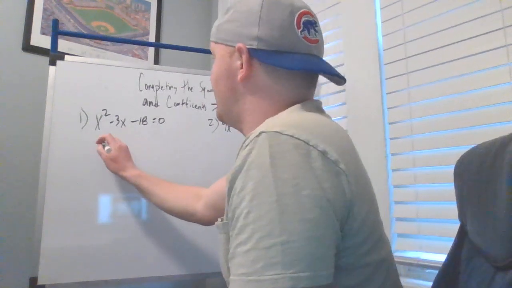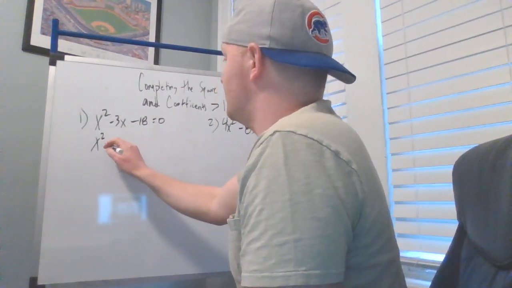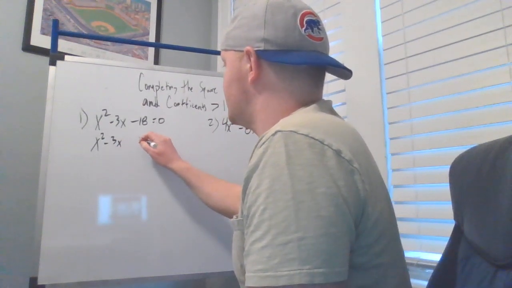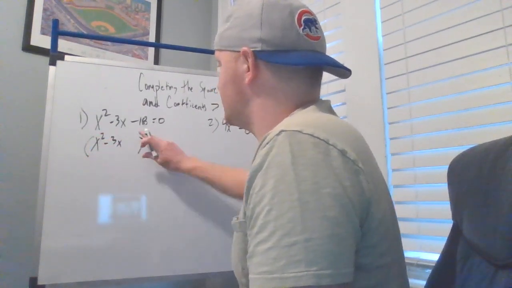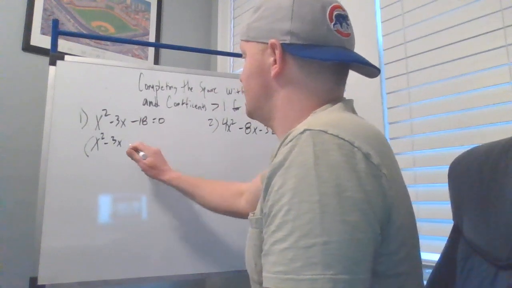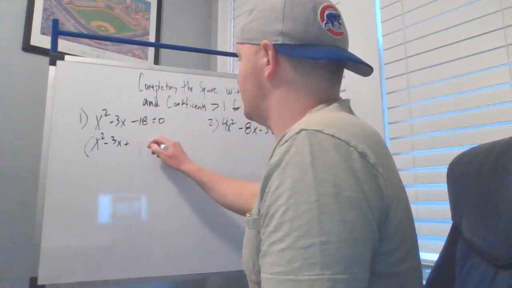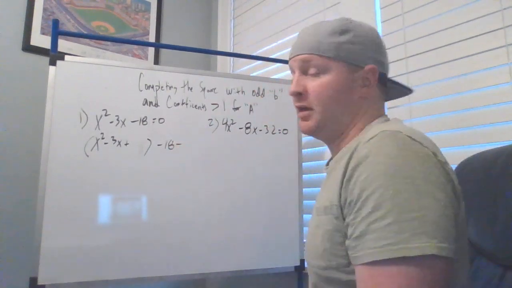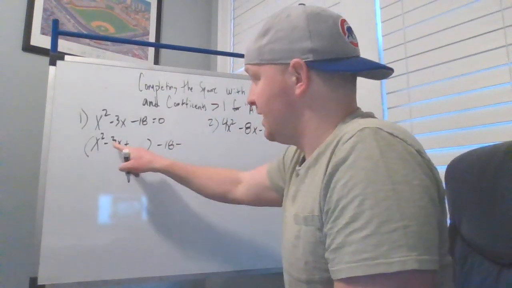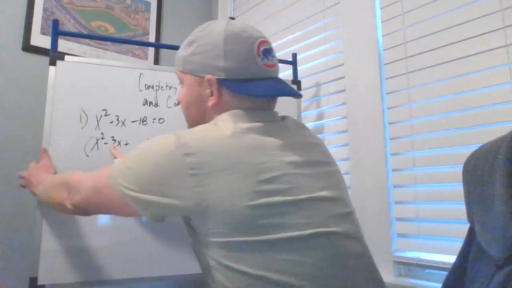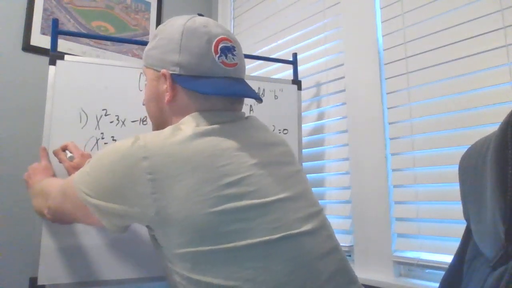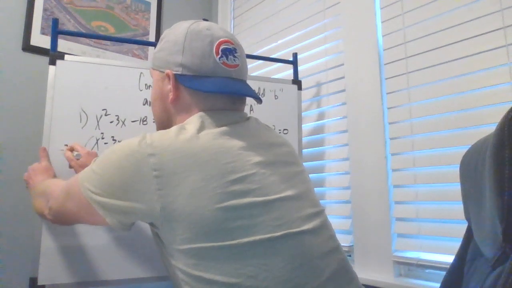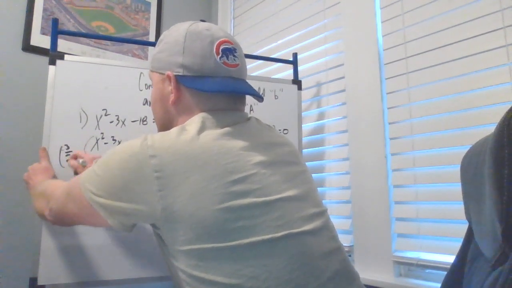So I got x squared minus 3x, and I'm going to put this like this. Let's just make this a little more space. Now I'm going to add something here. I got my minus 18. I'm going to minus something here as well, just like yesterday. I take half of this and square it. So half of negative 3 is negative 3 divided by 2.